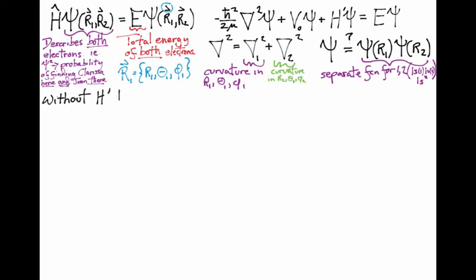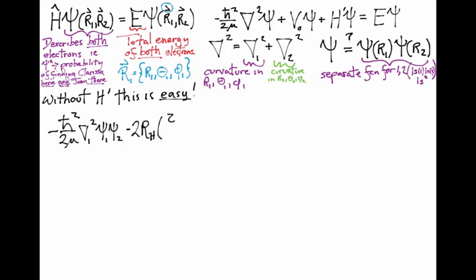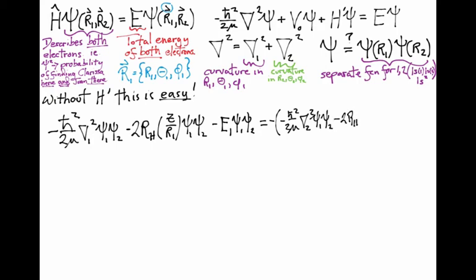So if I leave behind the perturbation term H prime, this is an easy problem. So let's just toss it away. Let's solve an easier problem where I've got minus h bar squared over twice the mass. I'm going to take all the things having to do with R1 and put them on the left-hand side. So I've got del squared psi 1 psi 2, minus 2 times the Rydberg of Z over R1 psi 1 psi 2, minus, I'll pull a part of the energy, E1 psi 1 psi 2. So I'm just going to take a portion of the energy over on the left-hand side.